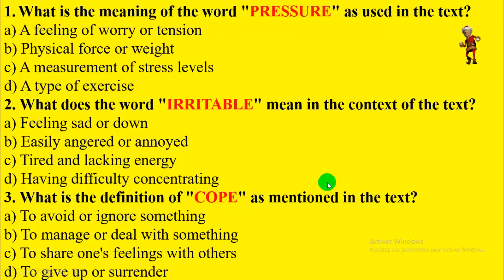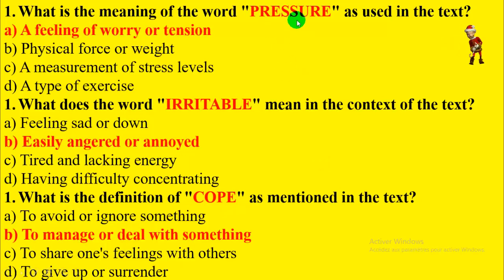Okay, let's correct. Number 1, pressure. Number 2, irritable. Number 3, cope. Good. Number 1, it is a feeling of worry or tension, pressure. Irritable is when you easily get annoyed or angered. And to cope with is to manage or to deal with something. Congratulations.